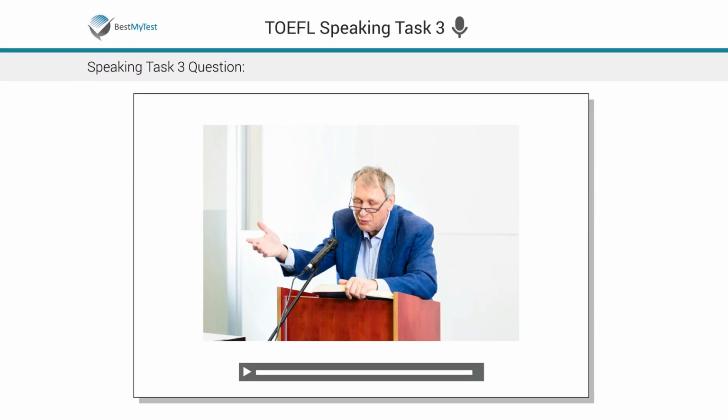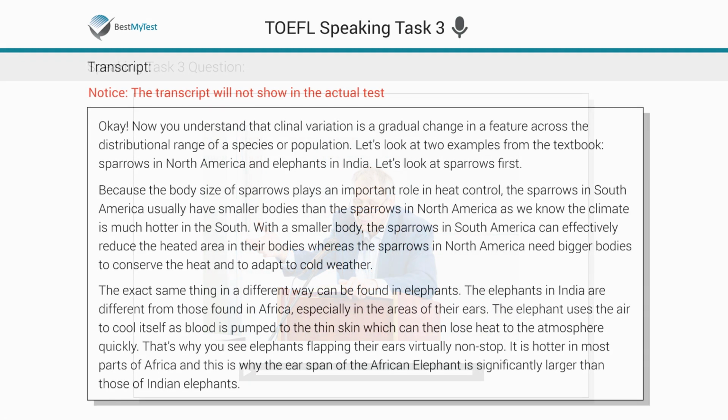Listen to part of a lecture in an ecology class. Okay, now you understand that clinal variation is a gradual change in a feature across the distributional range of a species or population. Let's look at 2 examples from the textbook: sparrows in North America and elephants in India. Let's look at sparrows first.